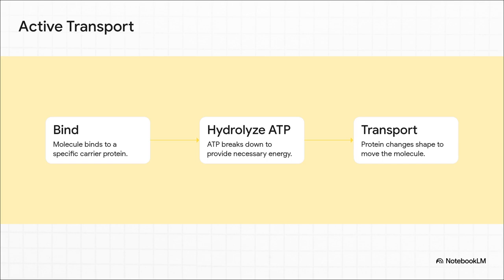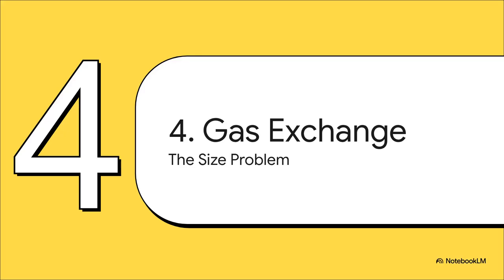The ATP breaks down, releasing energy, and that energy physically forces the carrier protein to change its shape, mechanically pushing the molecule across to the other side. It's exactly like a microscopic ferry, and ATP is the fuel making it all happen. All right, scaling things up in Section 4, the gas exchange problem.